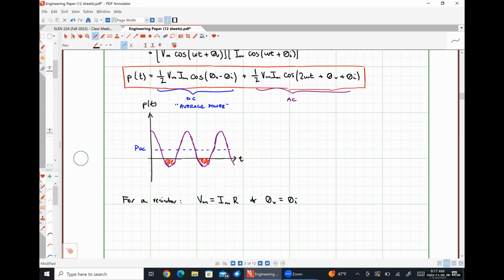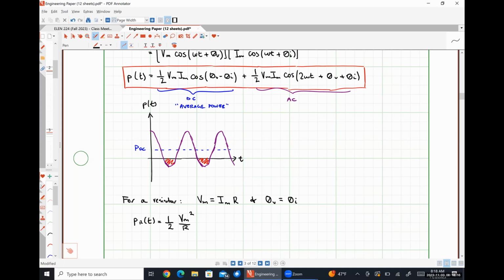So using these relationships, we can say that the instantaneous power absorbed by a resistor can be expressed as 1/2. So let's put everything in terms of voltage now, okay? So Vm is just going to look like Vm. Im can be written as Vm divided by R. So Vm times Im would then be Vm squared divided by R.